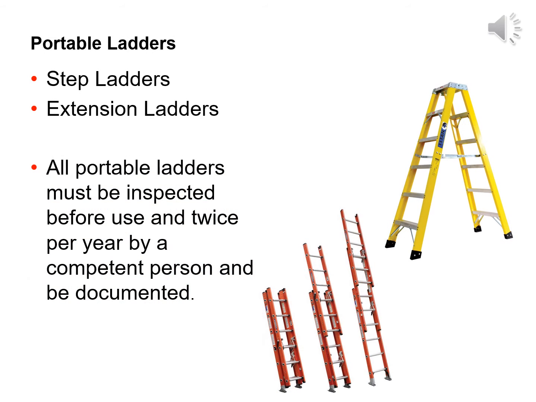The first type of ladder we will talk about are portable ladders. These ladders can be moved to areas when needed for a job. There are two types of portable ladders: step ladders and extension ladders. Step ladders, sometimes called A-frame ladders, need to be used fully spread and placed on stable ground. Extension ladders are used to reach higher objects, and must be used properly.